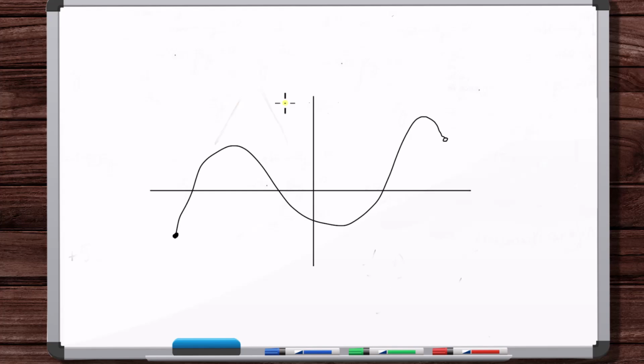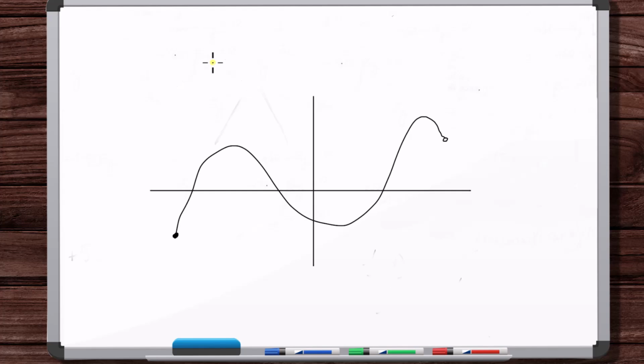Because if you had a point like this, that's a critical point, and if you want to do the second derivative test, well, the second derivative is not going to exist. The only way the second derivative is going to exist is if the first derivative exists. If it's a critical point and the first derivative exists, that means the first derivative is equal to 0.